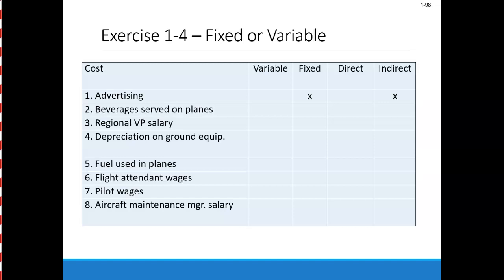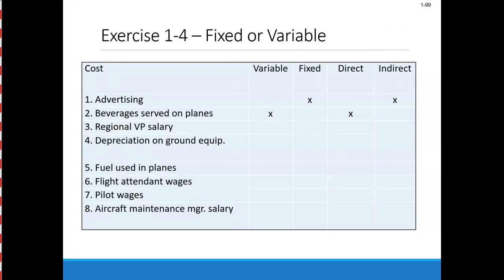How about beverages served on the plane? Isn't it variable based on the number of passengers? And aren't those beverages directly linked to that flight? The regional VP salary is fixed and it's not directly related to this flight. It's an indirect cost. Same with the depreciation on the ground equipment. That's not linked directly to this flight.